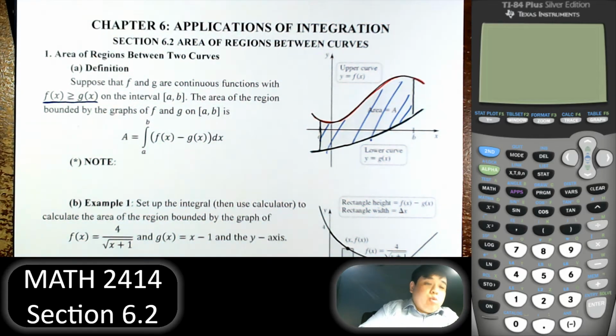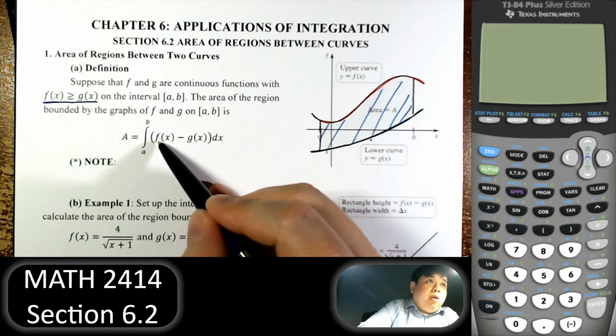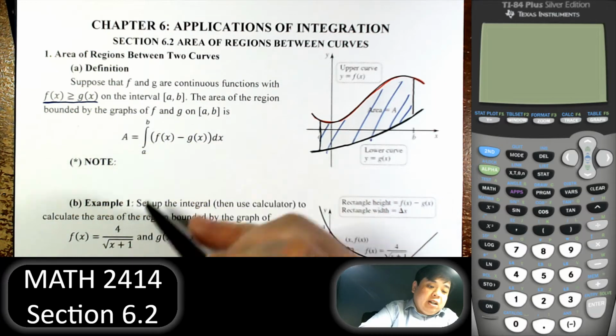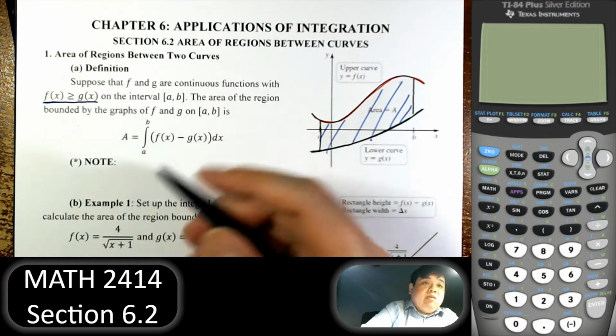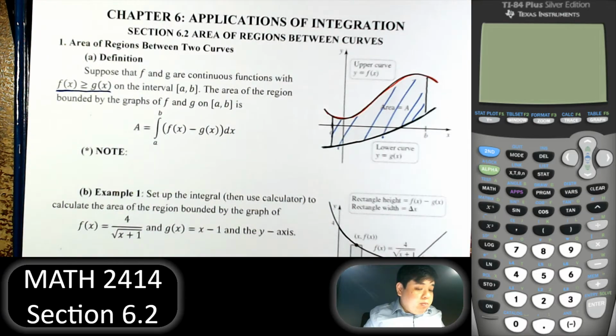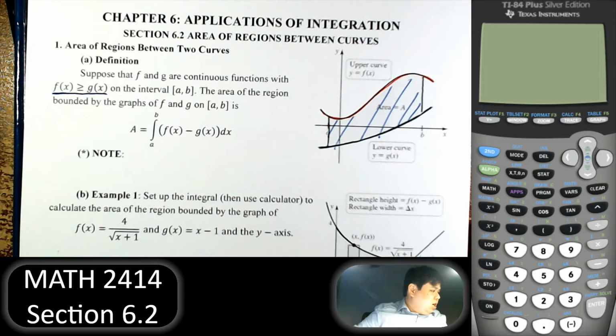So in that case, we just set up the integral for the upper function minus the lower function. The limits, those are given, and we just integrate. Whatever it is, it is the area between the two curves. Like I said earlier, very straightforward. So there's a little note here.